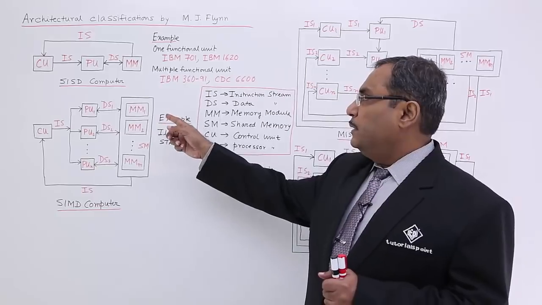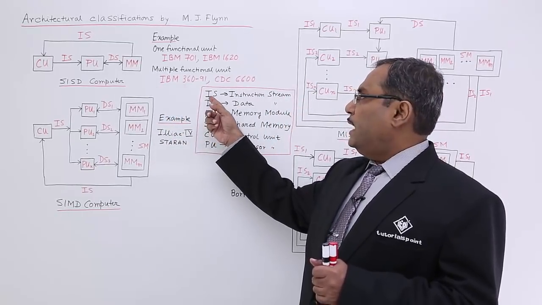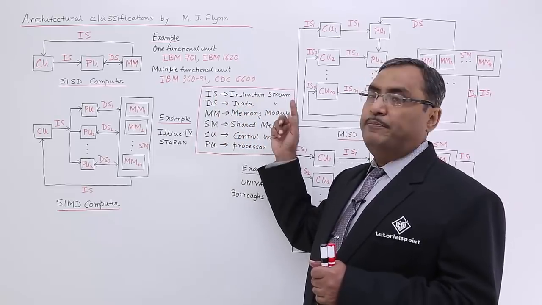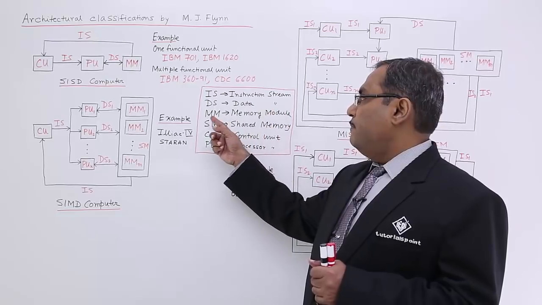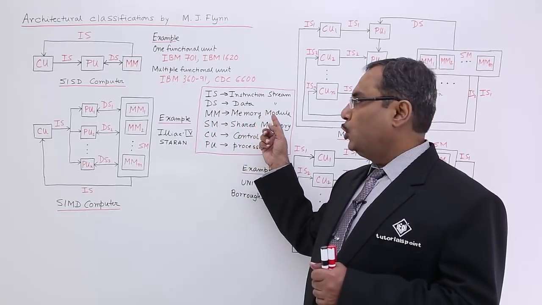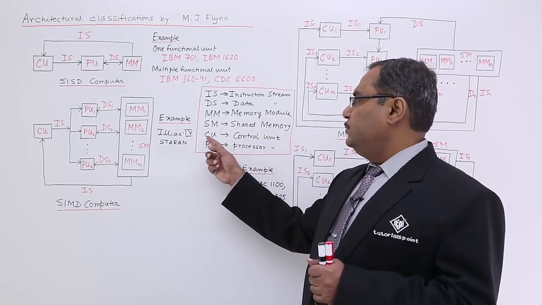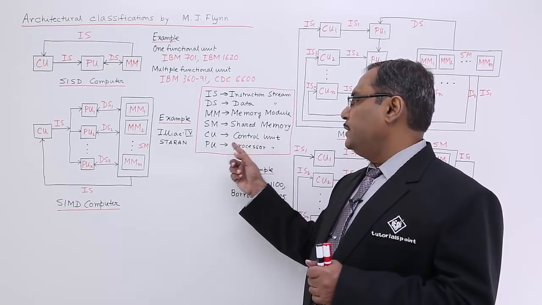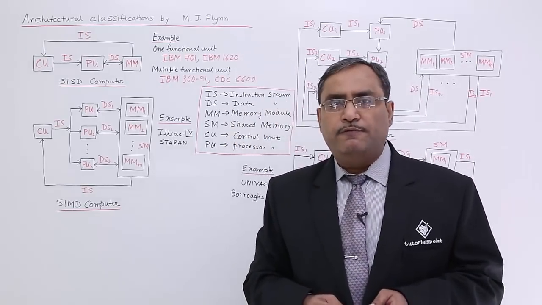We have multiple abbreviations used in my diagrams. IS means instruction stream, DS means data stream, MM stands for memory module, SM stands for shared memory, CU stands for control unit and PU stands for processor unit. So, these are the full forms.